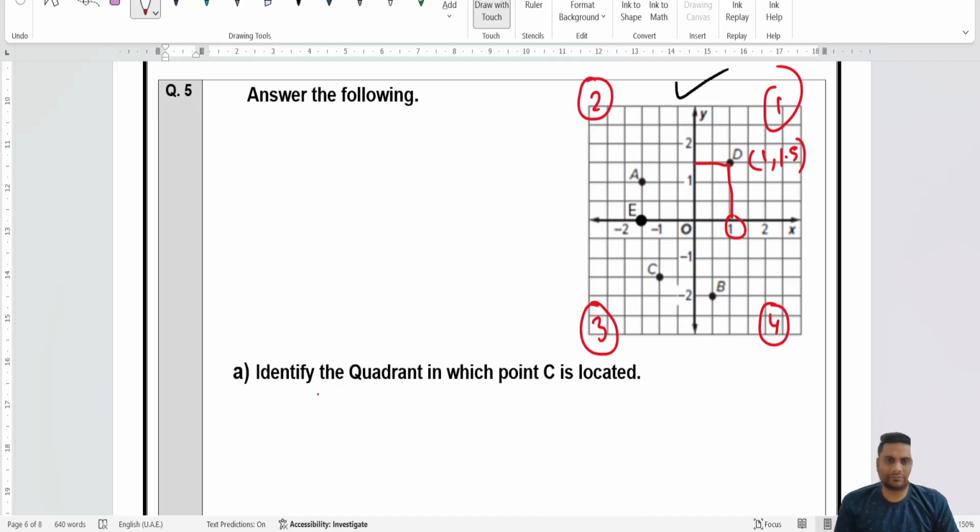Let's see the first question. Identify the quadrant in which point C is located. Where is point C? Here is my point C. Point C is in which quadrant? Quadrant number 3. So here the simple answer will be quadrant 3. Okay.